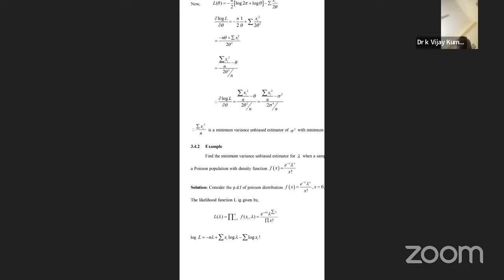Okay. The minimum variance unbiased estimator of sigma square is summation of xi square by n, with minimum variance 2 sigma power 4 by n. So this is what we found here. Now another problem. Find the minimum variance unbiased estimator of lambda, when a sample is drawn from the Poisson population with the density function f of x equal to e power minus lambda lambda power x by x factorial. So see here. Consider the probability mass function of the Poisson distribution. F of x is equal to e power minus lambda lambda power x by x factorial, where x is equal to 0, 1, 2, 3, and so on.